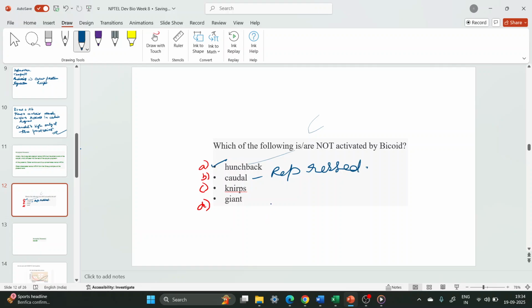Okay, nanos. Is nanos activated? Yes, it can be activated at low bicoid concentrations. And giant, of course, is activated.